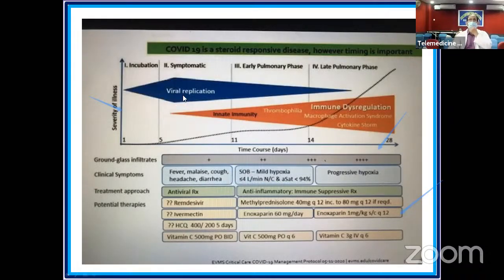Next comes the viral replication phase, pulmonary phase, and immune dysregulatory phase or severe phase. The symptoms are like this. The treatments are designed like this. In the viral replication phase, the patient presents mostly asymptomatic, which does not require any treatment. Symptoms include fever, myalgia, cough, headache, diarrhea.